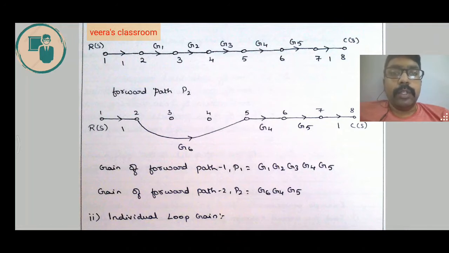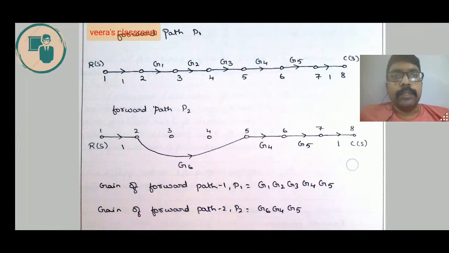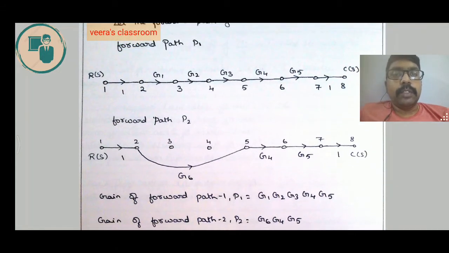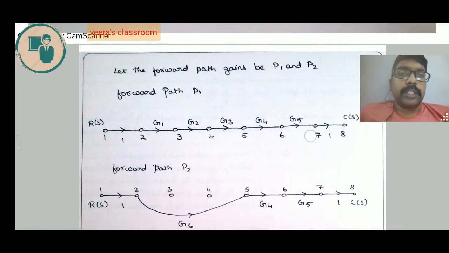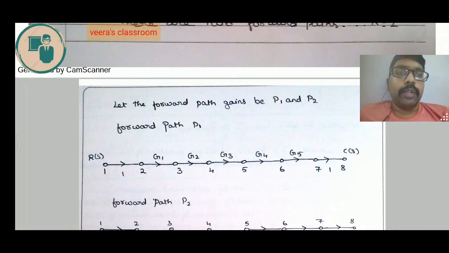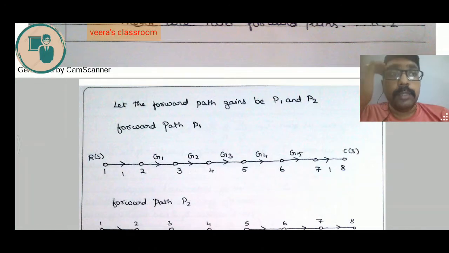Before going to find the individual loop gain, we have to know what is meant by loop gain. So what is meant by a loop? If you start from one node, we will consider we are starting from node number 2, and if you can reach node number 2 again, then it becomes a loop. So this type of flow diagram will be called a loop. So if you start from 1 and end at 1, then it becomes a loop.